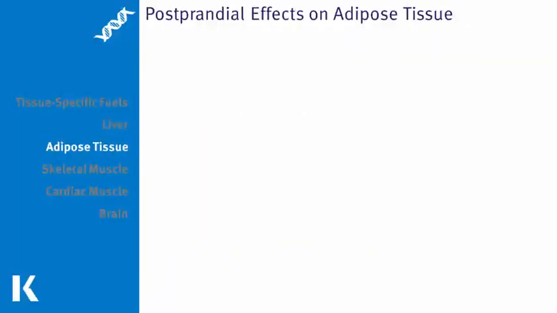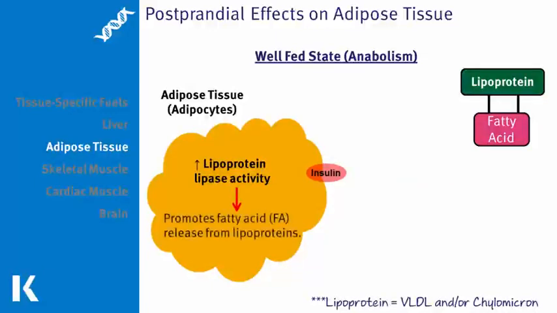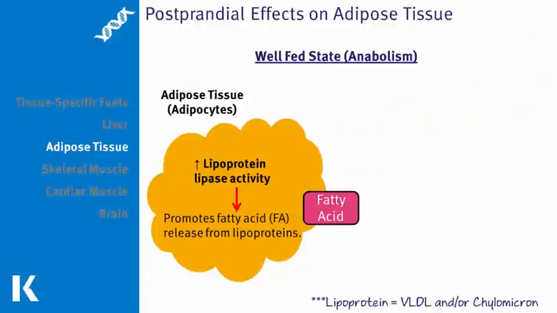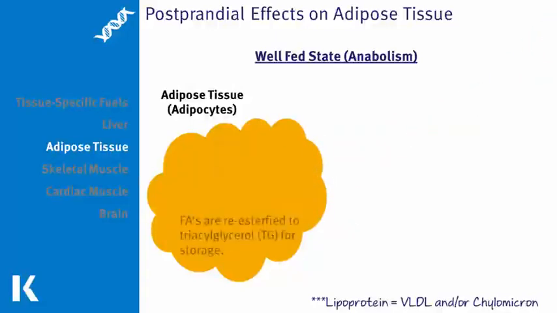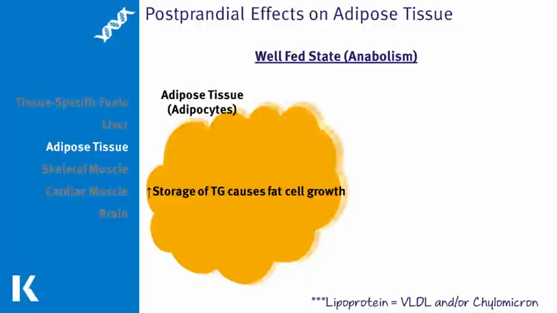Now let's take a look at what happens in adipose tissue during the well-fed and fasting states. During the well-fed state, insulin levels are high, and this activates the enzyme lipoprotein lipase. This enzyme promotes the cleavage reaction that leads to the release of fatty acids from stored lipoproteins. These fatty acids are then taken up into the adipocyte and undergo an esterification reaction with glycerol to yield triacylglycerols for storage. The more triacylglycerols stored, the larger the cell will become and the more energy reserves it has for use during later metabolic states.